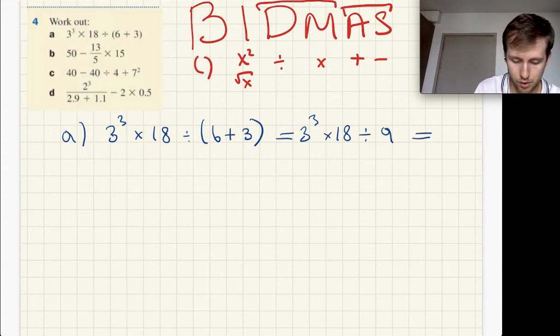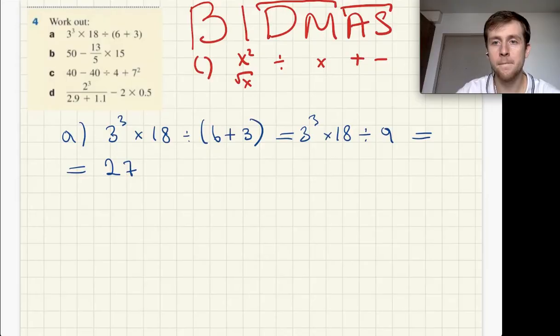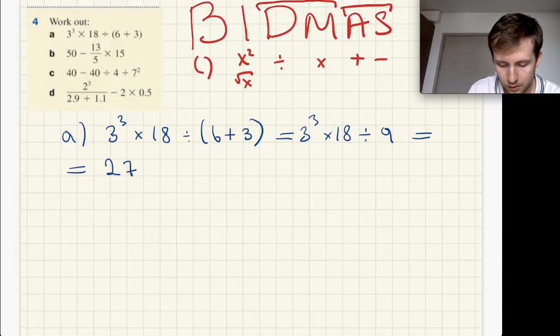Then we do indices, right? Powers. If we have some powers, we have power here. 3 to the power of 3 is 27. So 27 times 18 divided by 9.